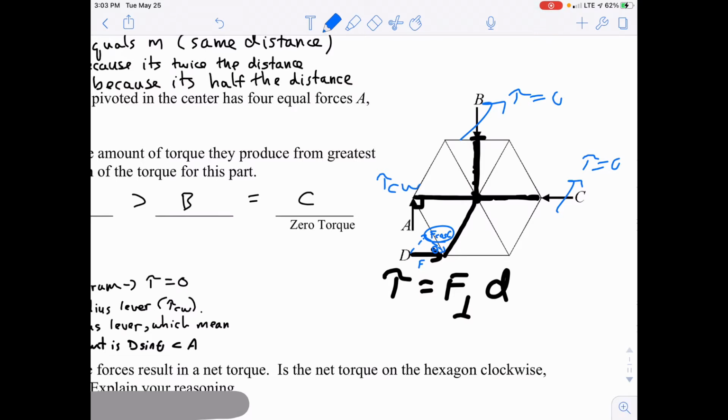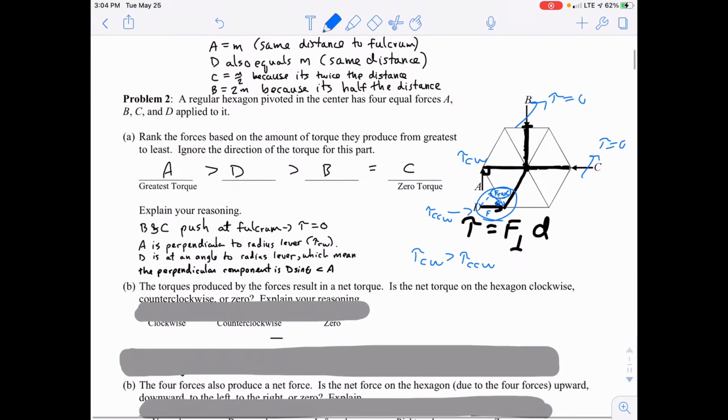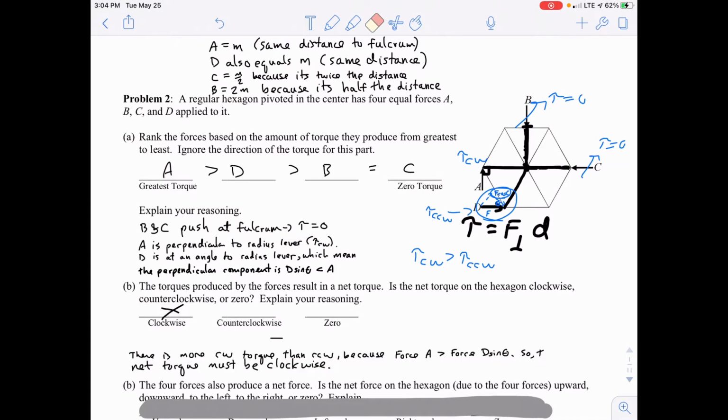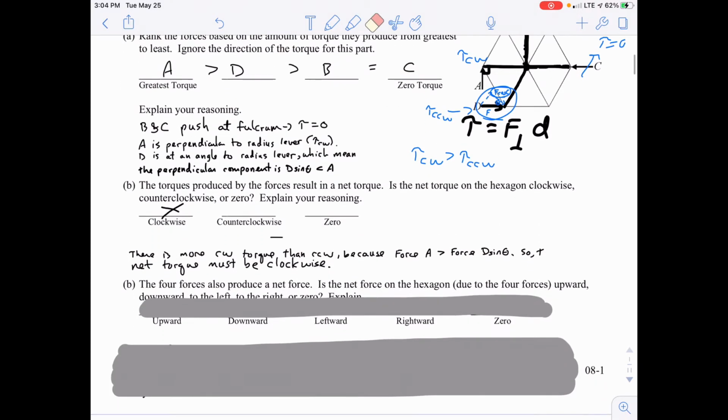Clockwise direction. This would cause the hexagon to spin in the counterclockwise direction. So clearly, clockwise torque is greater than counterclockwise torque. So the net torque spins in the clockwise direction. Again, there is more clockwise torque than counterclockwise torque because force A is greater than force D.